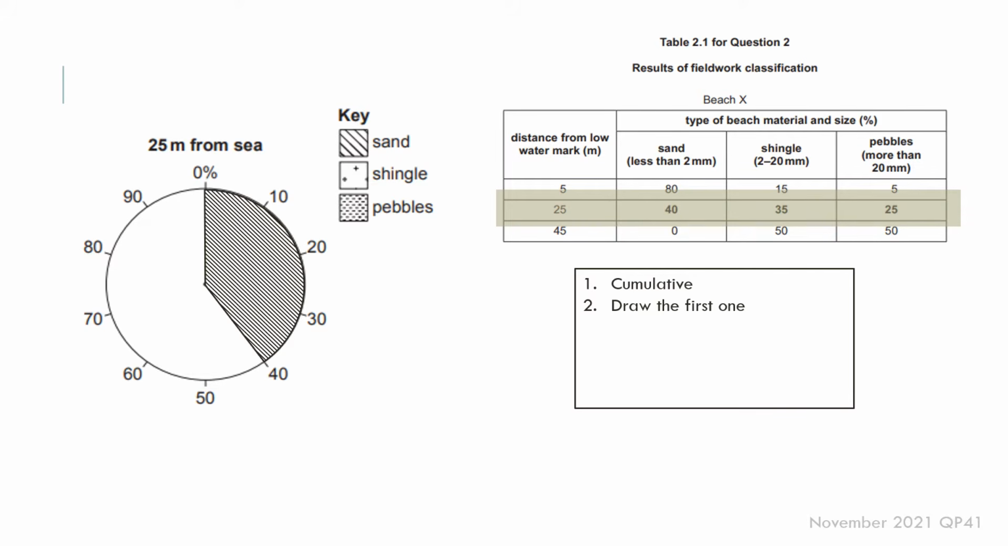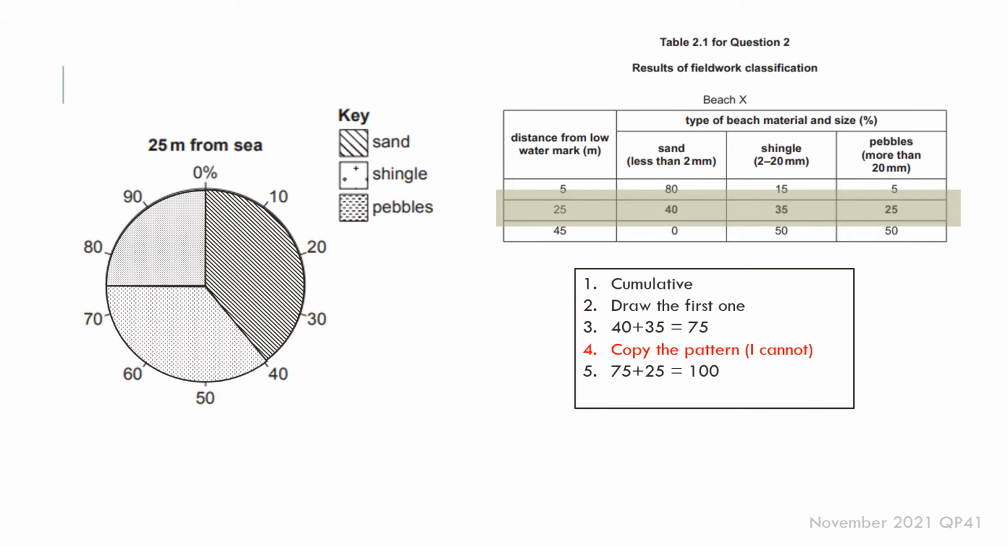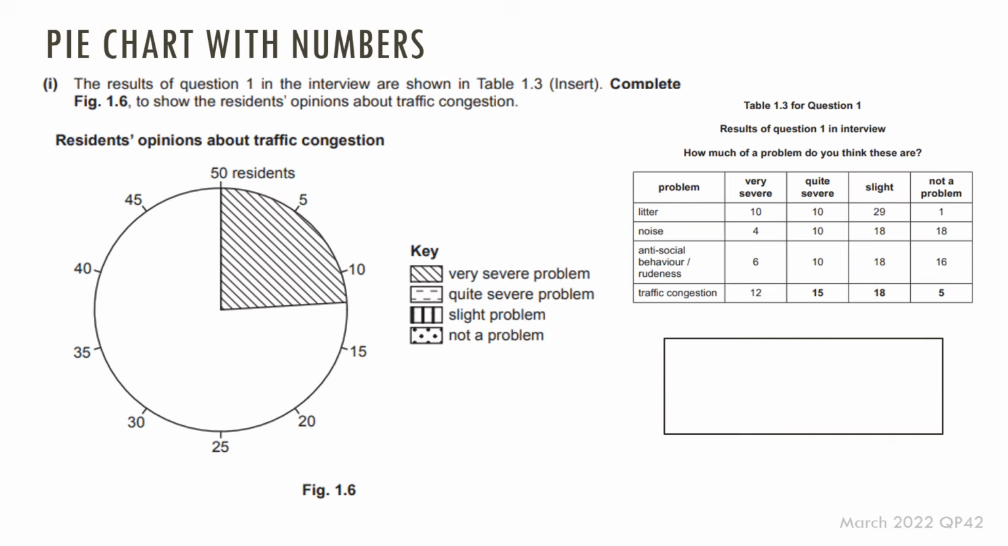I'm going to draw the first one at 40%, copying exactly the key they have used. I'm going to add 35 to 40, that gets me to 75. And then when I add the 25, that takes me to 100. So again, once the percentages have been marked on, this question's actually quite straightforward. And always copy the pattern they have done. Remember, with the PowerPoint, I cannot do that, hence it's highlighted in red.